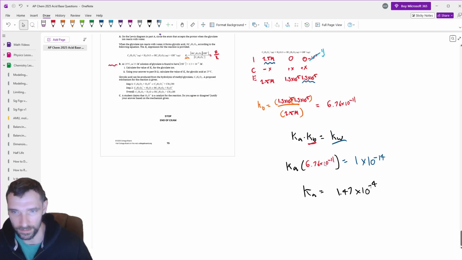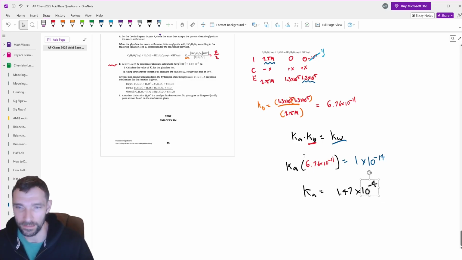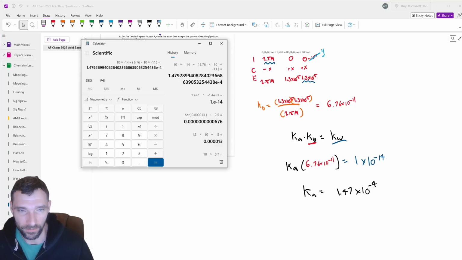Which makes sense because 10 to the negative 11 times 10 to the negative 4 would get you 10 to the negative 15. But then you've got this 6.76 times the 1.47, which would take it up one place value. So that's totally appropriate.